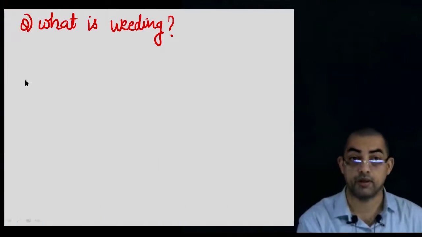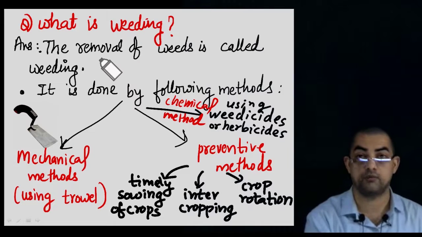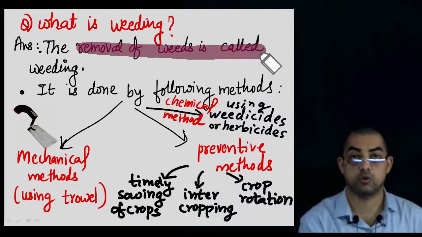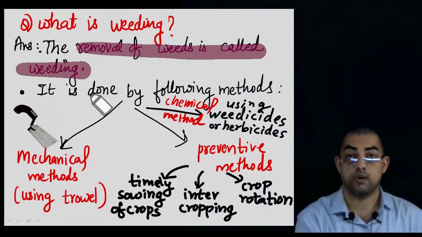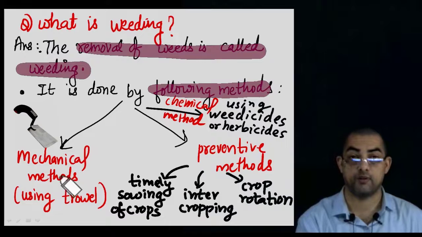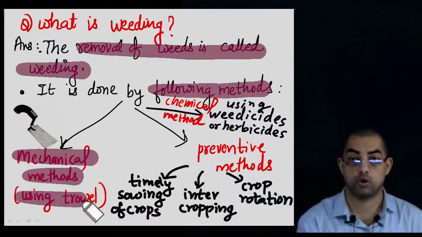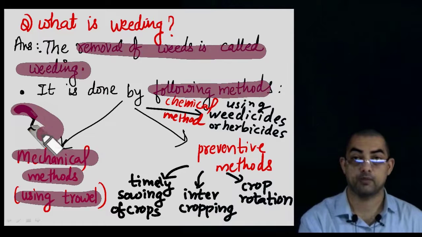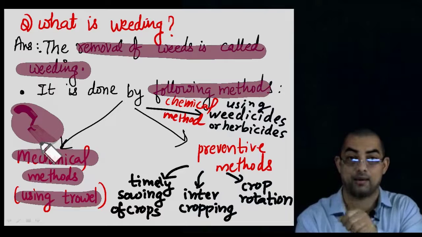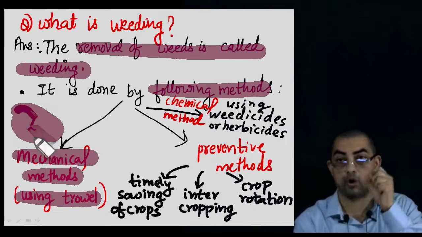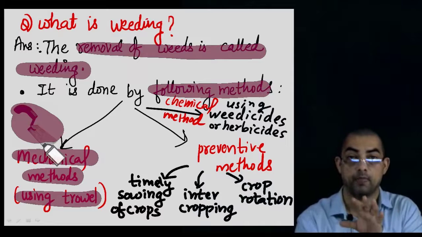What is weeding? Weeding is nothing but the removal of these weeds. It is the process of removal of these weeds. Now, it is done by the following methods. There are different methods. The first method is called the mechanical method, where you can use your trowel like this. These are some of the equipments which you can use. With the help of these equipments, or by mechanical means using your hand, you can uproot and remove these weeds from the field.